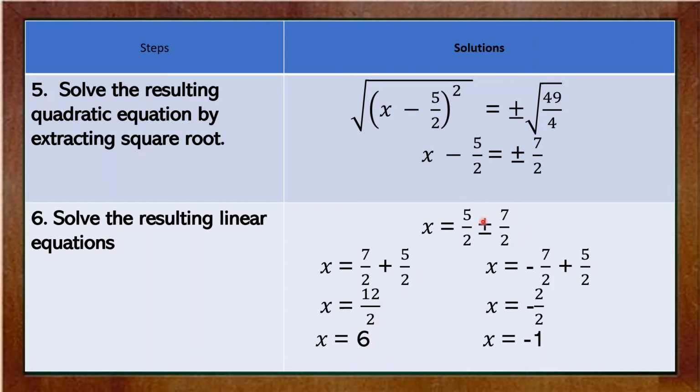Then, get the negative 1. Negative 7 over 2 plus 5 over 2. So, you will subtract because unlike sign. So, negative 7 plus 5 is negative 2. Then, copy the denominator of 2. So, 2 divided by 2. So, it becomes negative 1. So guys, our solutions are 6 or negative 1.